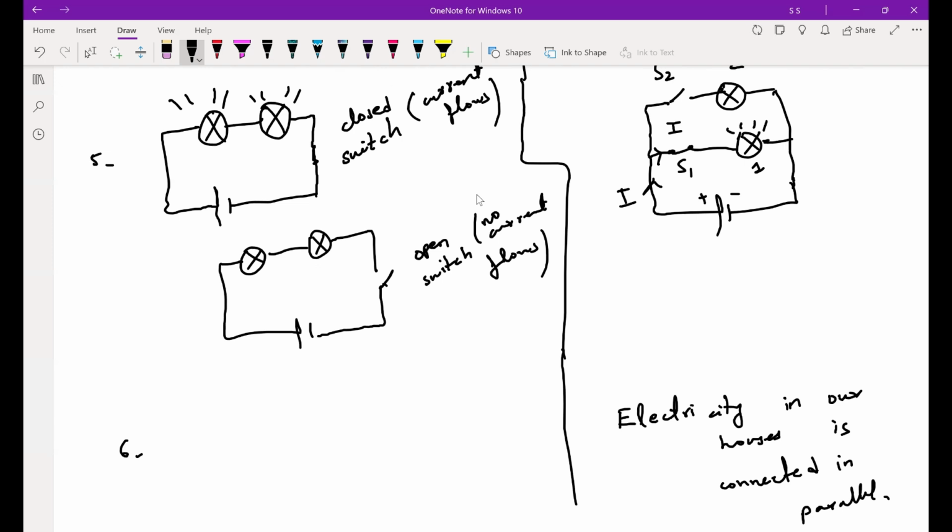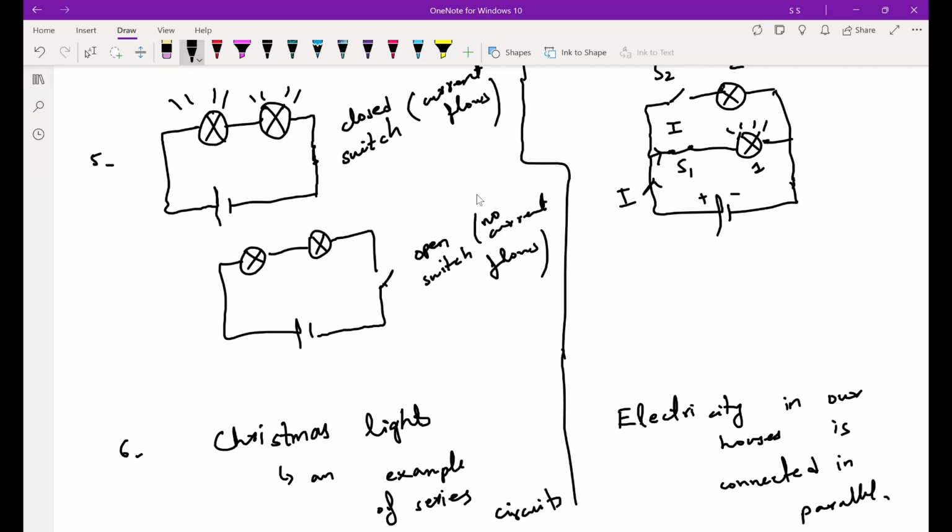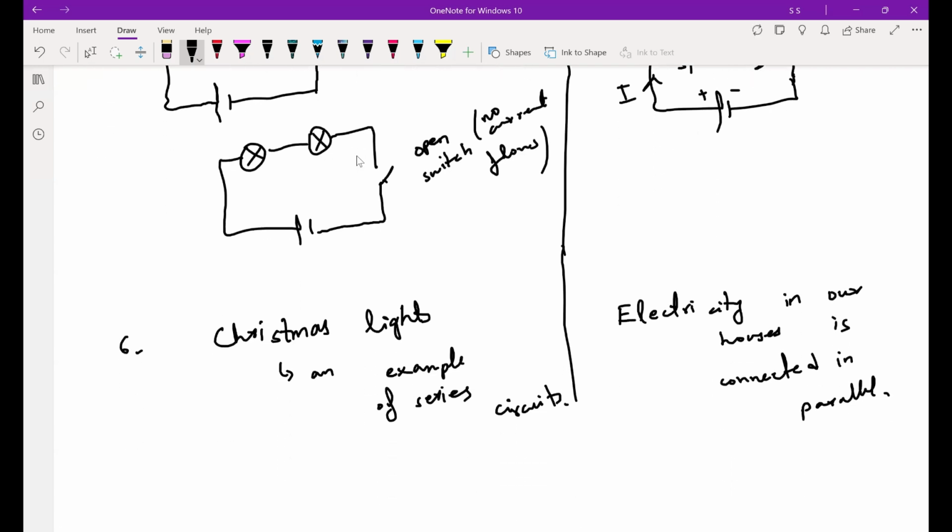And an example of series circuits is Christmas lights. They are connected in series because if one of those small lights goes off or is faulty, all the lights stop working. So Christmas lights or decoration lights are an example of series circuits. So this is all about series and parallel circuits.